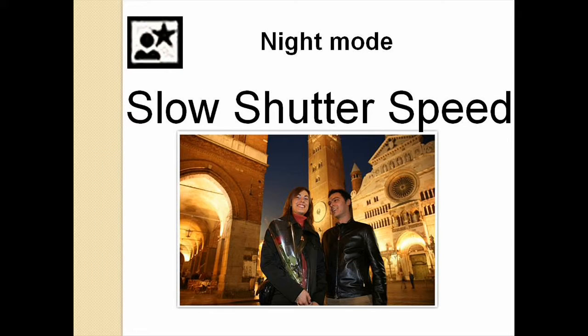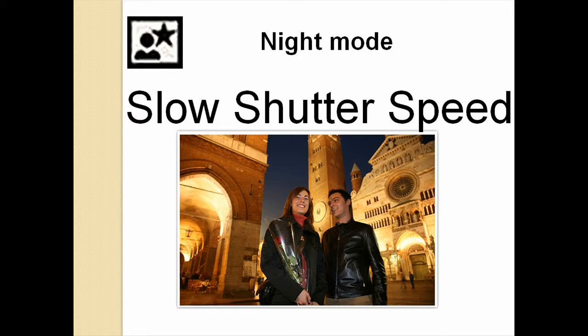On the other end of the spectrum, a slow shutter speed uses what's called a long exposure. It keeps the shutter open for a long period of time, sometimes whole seconds, rather than click, it stays open for click, click. Now, slow shutter speeds are used when there's low light. There's not much light, so the camera stays open for longer to gather more light.